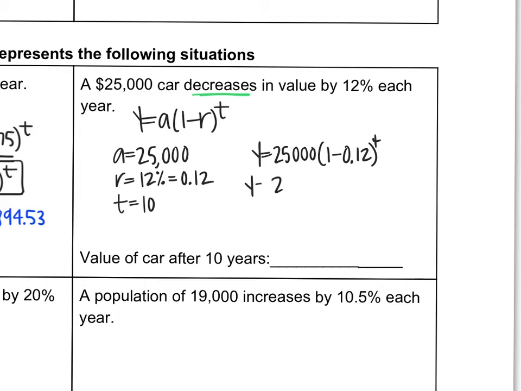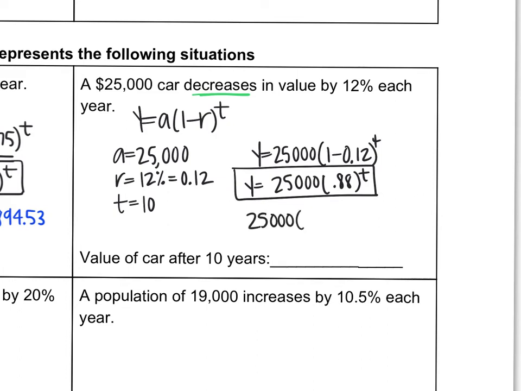So it'll be y equals 25,000 times 0.88 to the t power. That's my function. And then I'll make t 10. So that's 25,000 times 0.88 to the 10th power. And I'll go ahead and type that in, 25,000 times 0.88 to the 10th power. You should be getting $6,962.52 for that one.